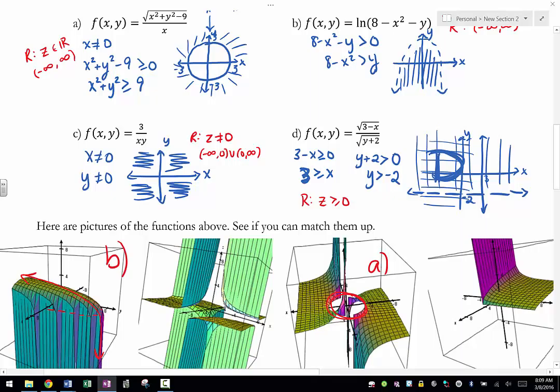This guy, I can't include the x and y axes, so I should have gaps on the x and y axes, which this one does. And it looks like z is positive and negative, but doesn't include 0. This guy is c, which leaves this guy to be d. z is greater than or equal to 0, so it looks like it comes down and stops and then goes up. And it looks like our domain matches because I just kind of have it in that one square. Looking good.